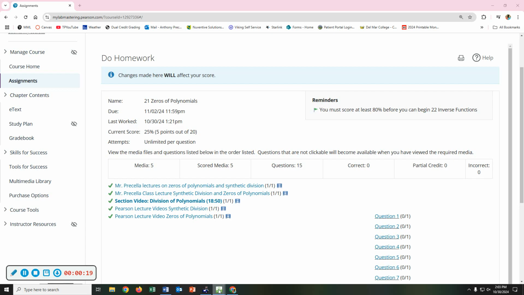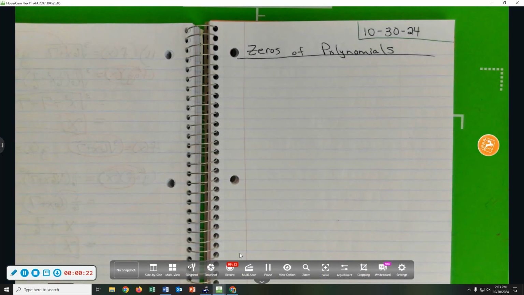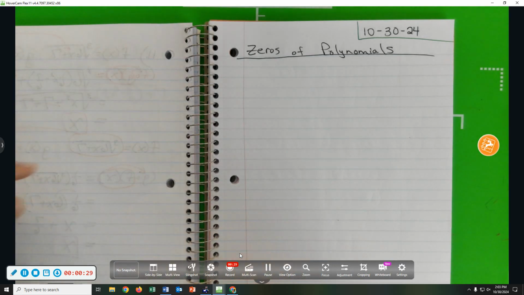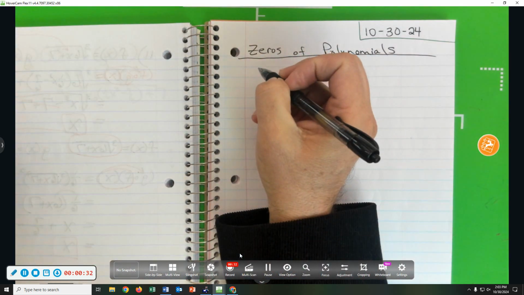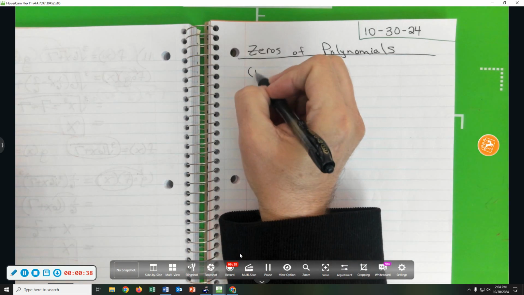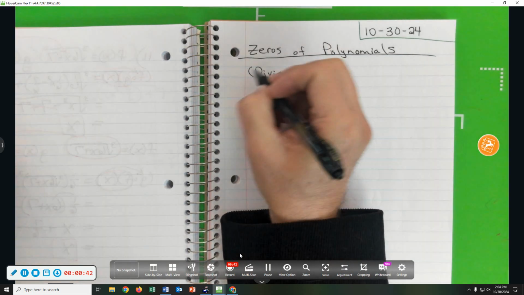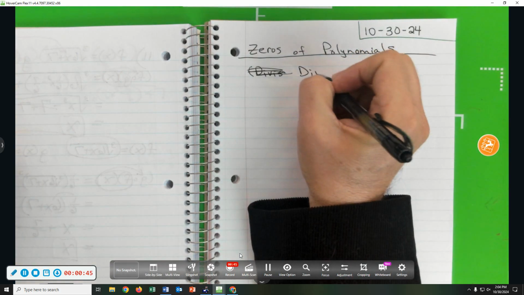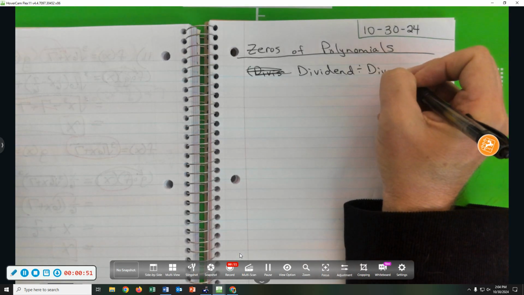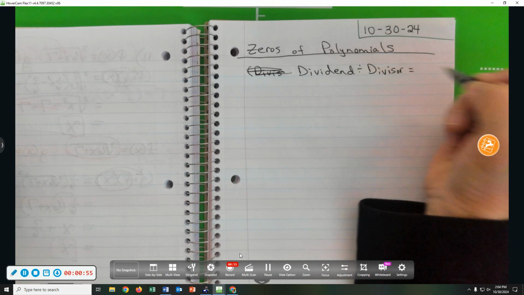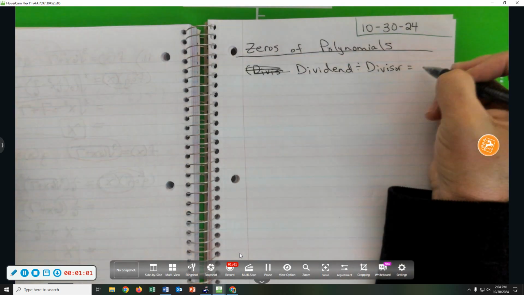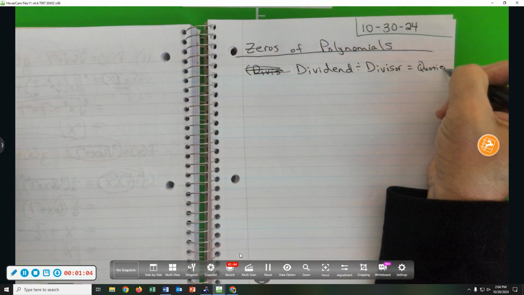I think we should start off with some terminology just to make sure that we're all using the same terminology. With regards to division, let's see. There are several different ways of expressing division. One way is just the little division symbol that you saw in elementary school. The dividend divided by the divisor equals, what's the answer to a division problem? Starts with a Q. Quotient. Okay, so that's the terminology we'll be using.